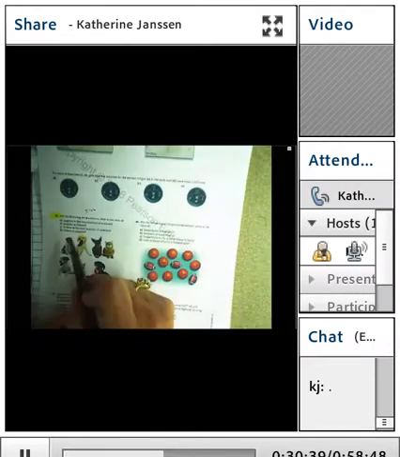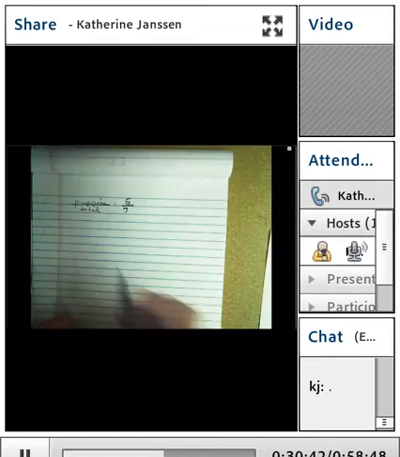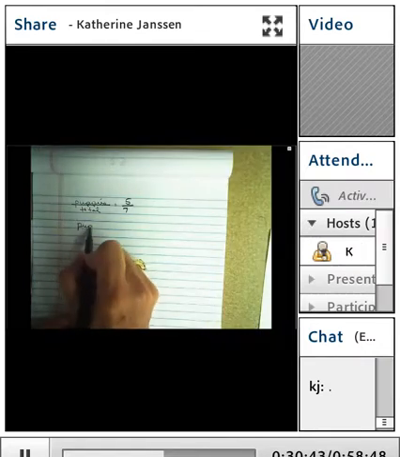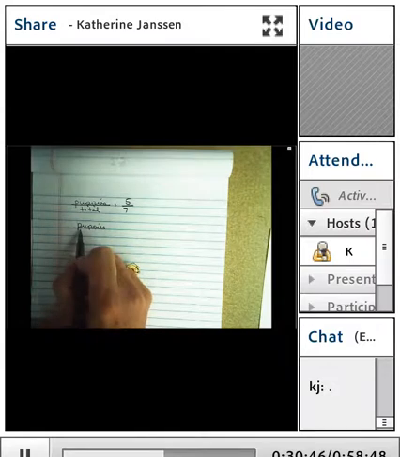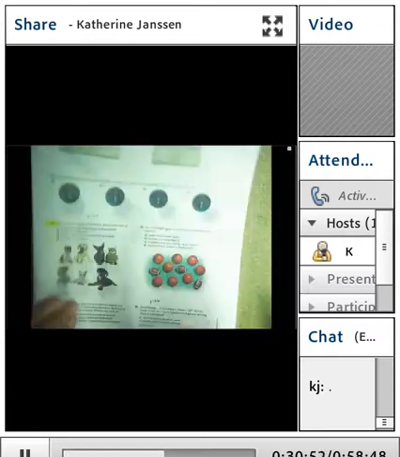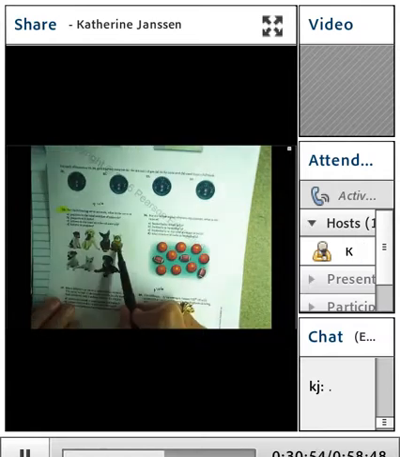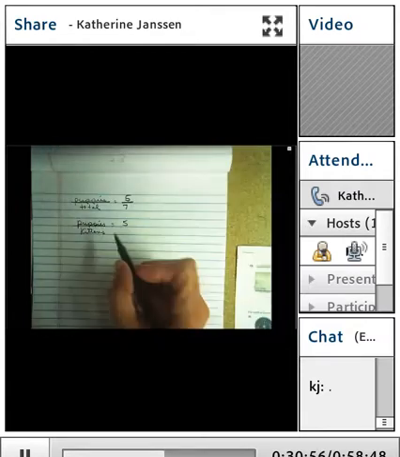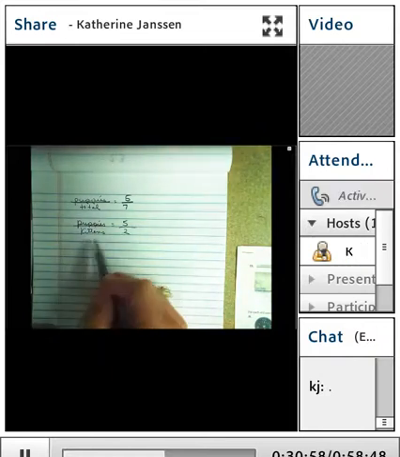Next, we're asked for puppies to kittens. So I'm going to write puppies to kittens. That'll be my ratio. I know already that there's 5 puppies. How many kittens? 1, 2. So the ratio of puppies to kittens is 5 to 2.